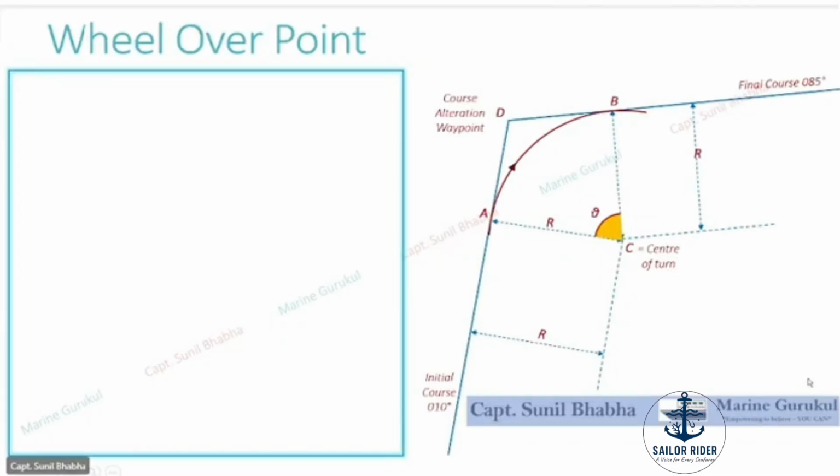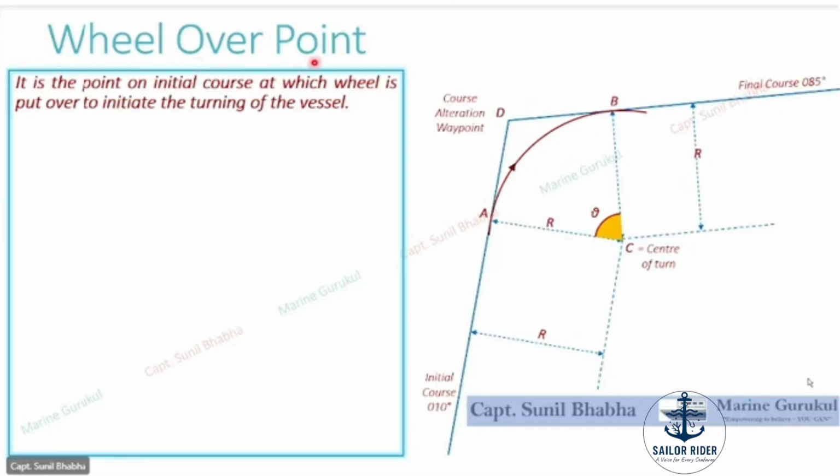Now, having understood the planning of the turn as well as the monitoring of the turn, we now move on to our next very important concept of the wheel over point and the wheel over line. These are very important references for executing a turn. Let us now understand what these references are and how they are obtained.